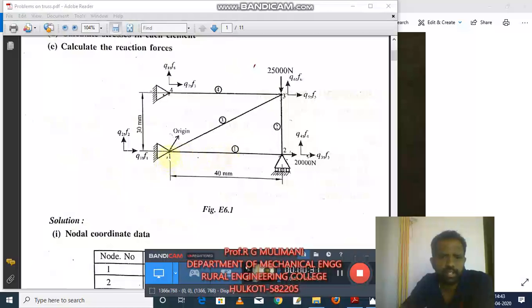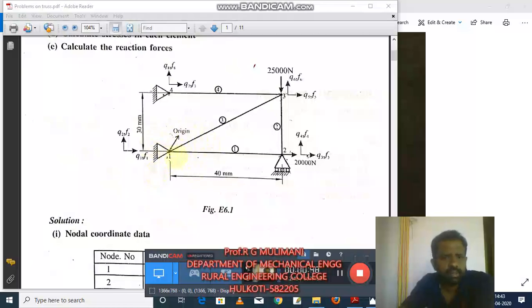Okay, now you see for these 4 elements how many nodes are there. For element 1 the nodes are node 1 and node 2, and for element 2 the nodes are 2 and 3. For element 3 the nodes are 3 and 1, and for element 4, 3 and 4. Okay, so how many nodal displacements are there?